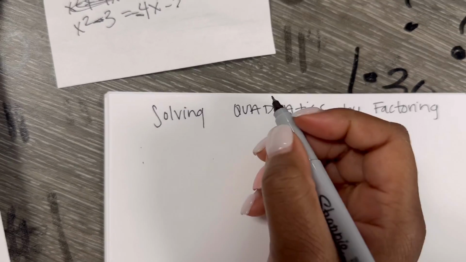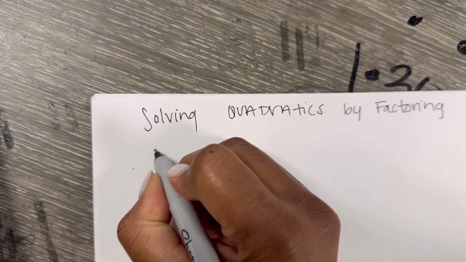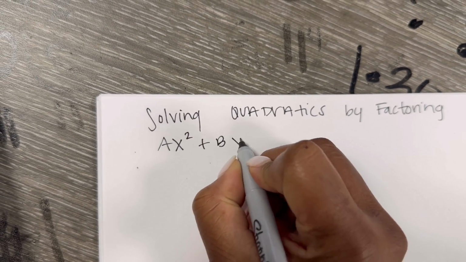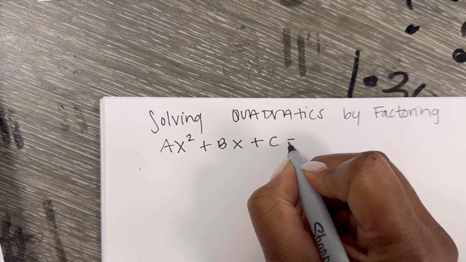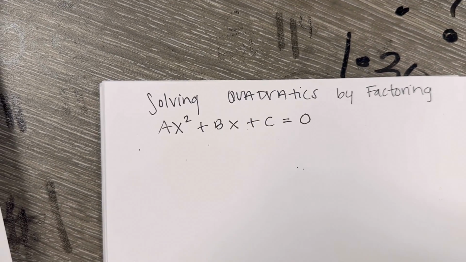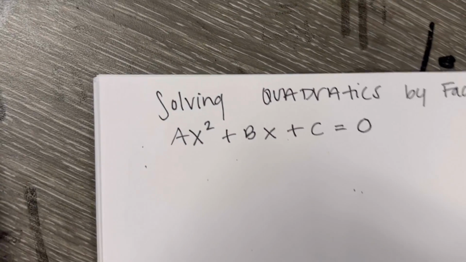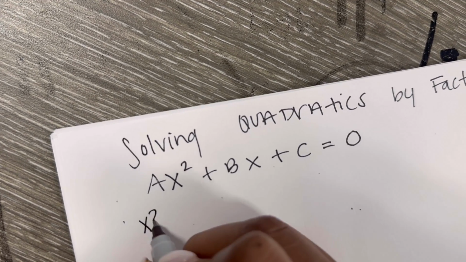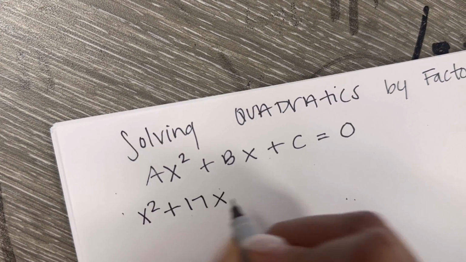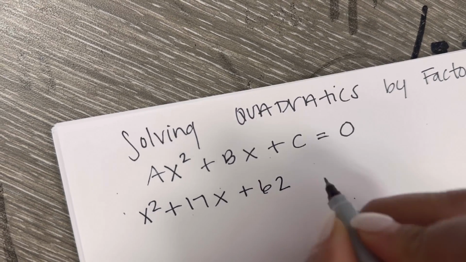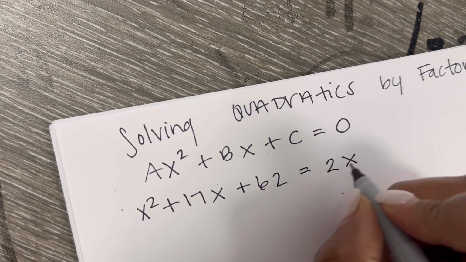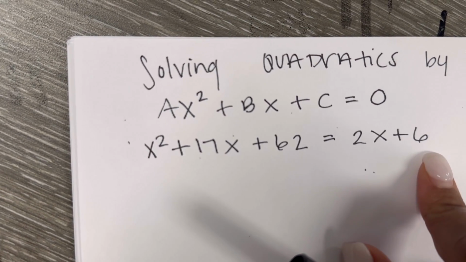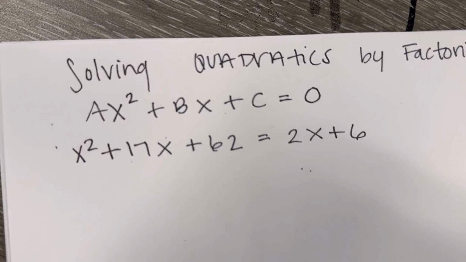Well, the basic formula for a quadratic is ax squared plus bx plus c. That is the format that a quadratic should look like. So if you're given, for example, x squared plus 17x plus 62 equals 2x plus 6, well, we cannot solve this quadratic because it's in the wrong format, or we can't solve it easily.